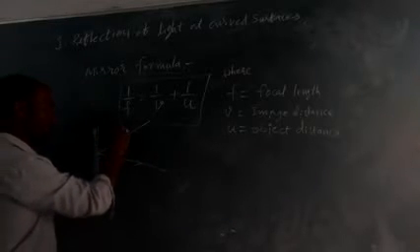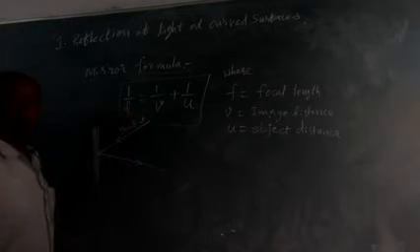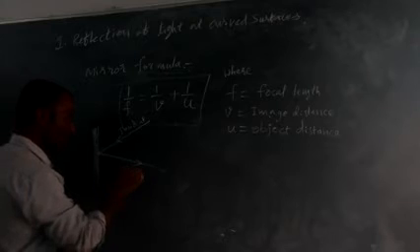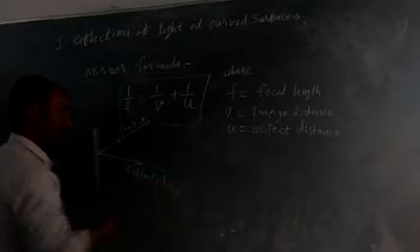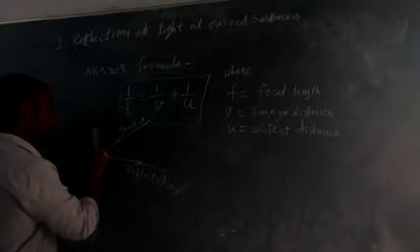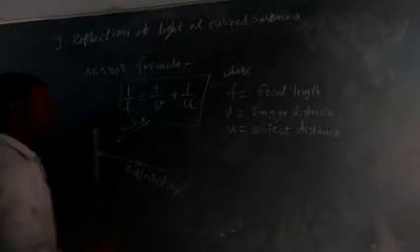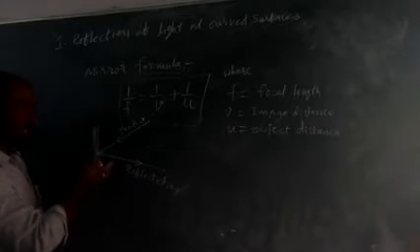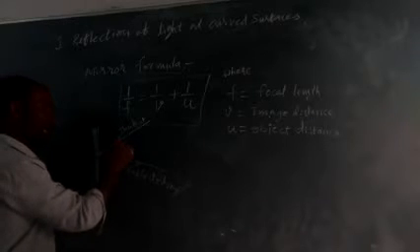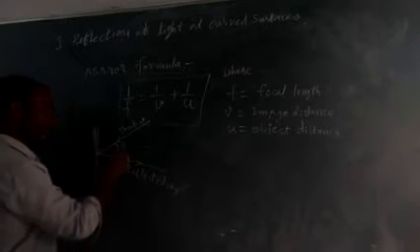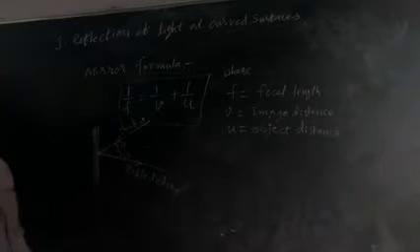Then it is called the incident ray, and this is the reflected ray. The middle line which divides both the angles into equal values is the normal. The angle of incidence, angle I, is equal to the angle of reflection, angle R.